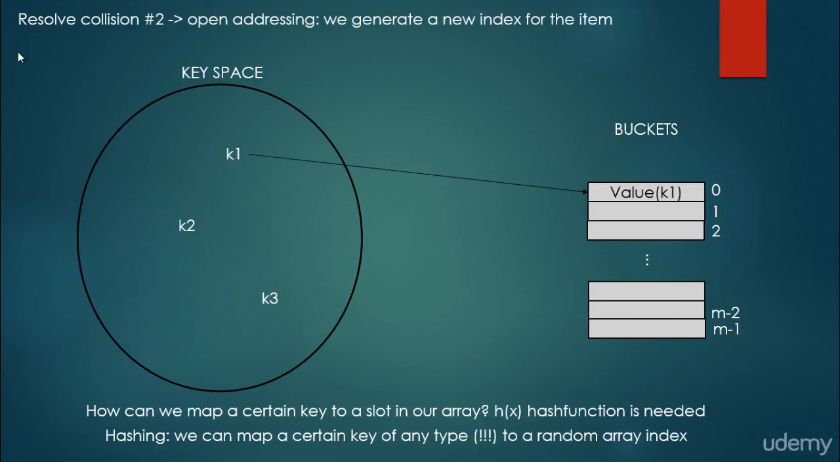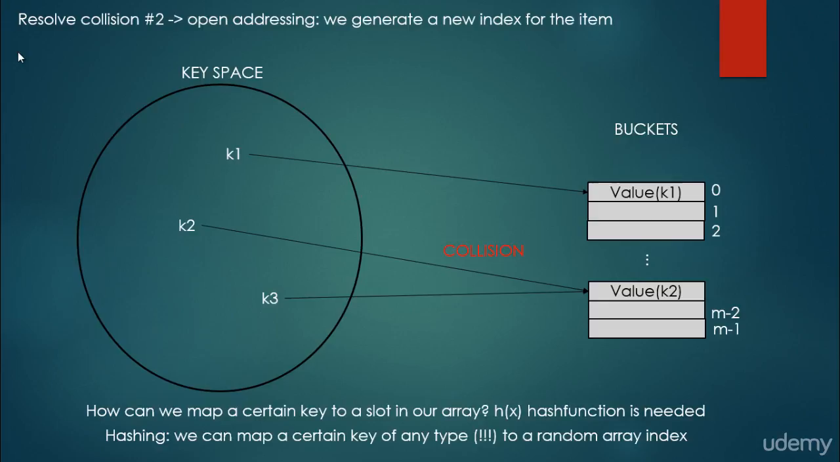The second solution for the collision is the so-called open addressing. We generate a new index for the given item. So we map k1 to the index 0. We map k2 to the index m-3. And we map k3 to the same place.